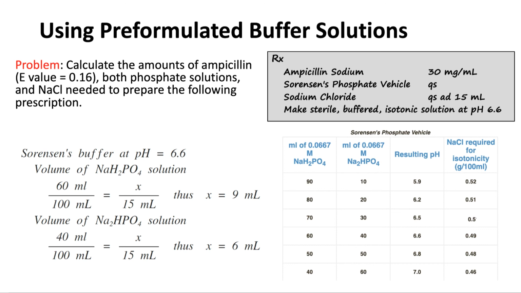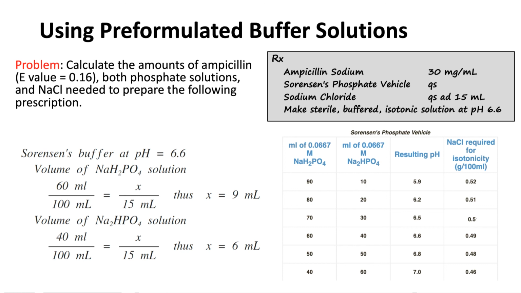That means 9 milliliters out of our 15 needs to be the monobasic sodium phosphate. Well, let's do the same sort of proportion calculation for the dibasic sodium phosphate. Remember, the table told us to use 40 milliliters of that solution, and that 40 milliliters would be in a total volume of 100 milliliters.